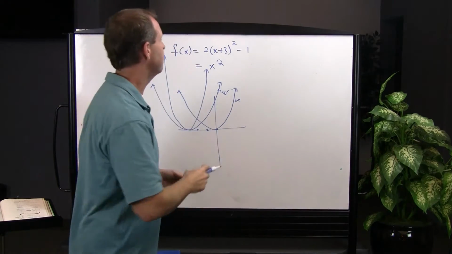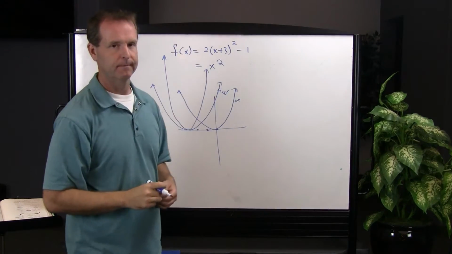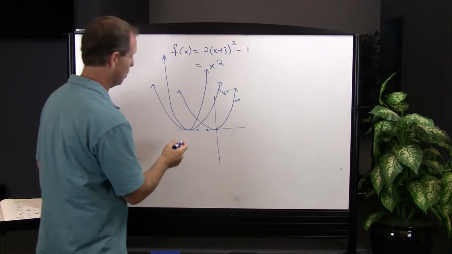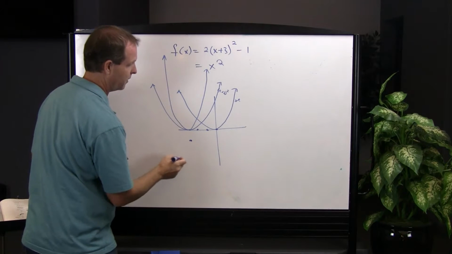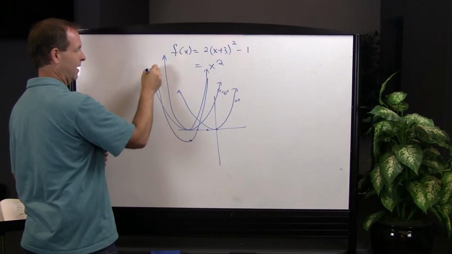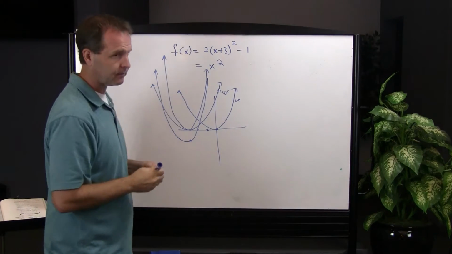And then lastly, this minus 1. That's a vertical shift. It takes the entire graph and shifts it down 1 unit. So there becomes my vertex, and then I just have this entire graph shifted down 1 unit.